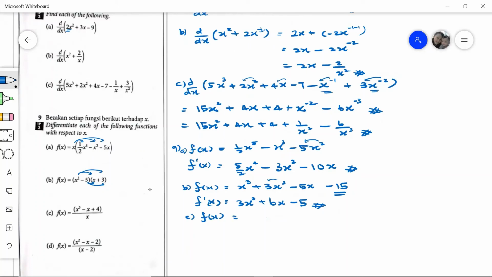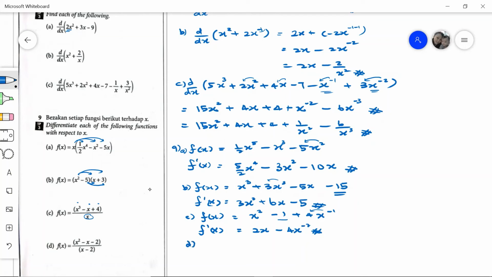So each and every term can be divided by x. So we will have x squared minus 1 plus 4x to the power of negative 1. So differentiate the function f. We will have 2x. This is 0, so just leave it. And then this one will be minus 4x to the power of negative 2. We can leave this as our answer.